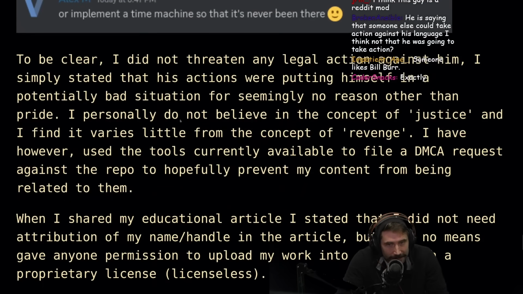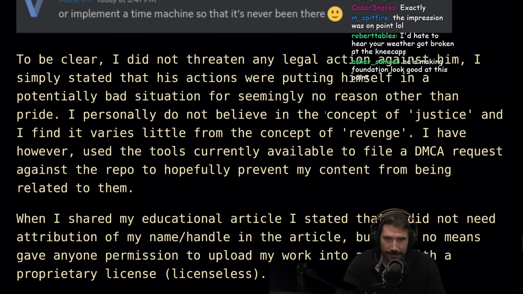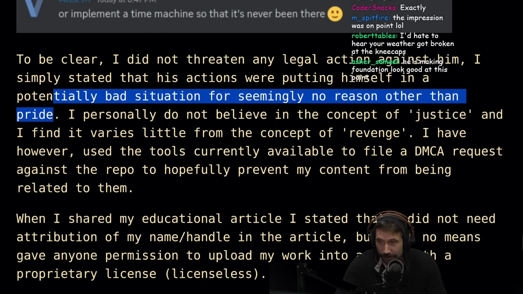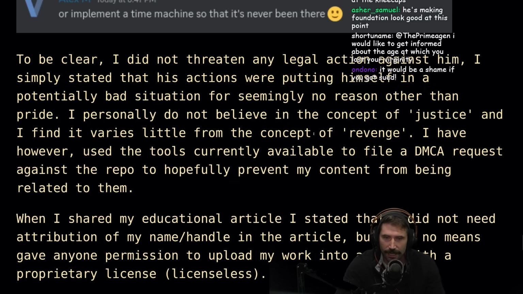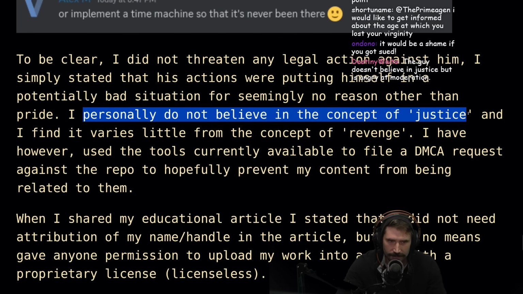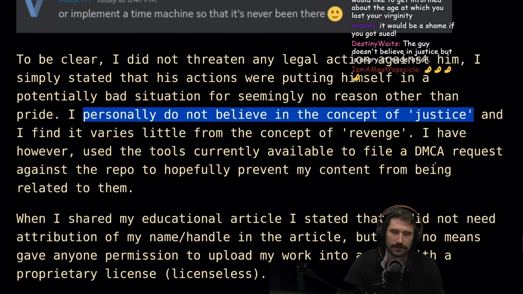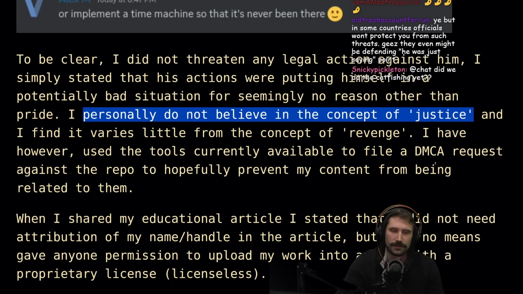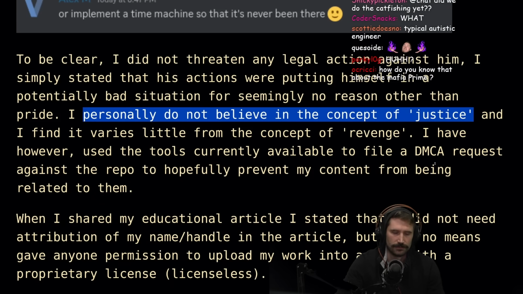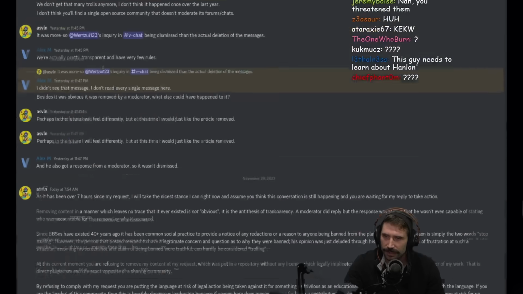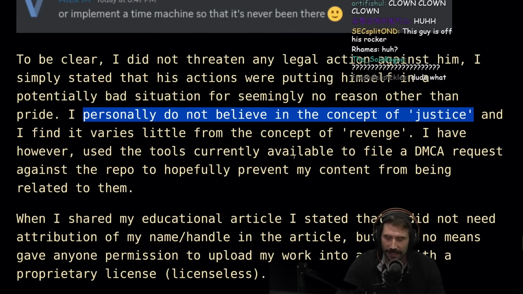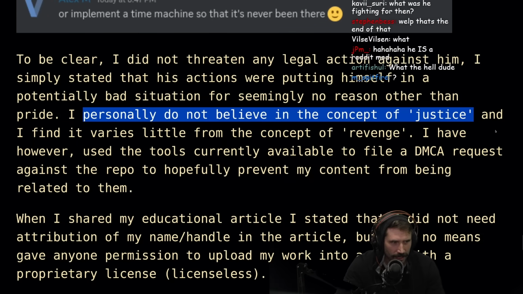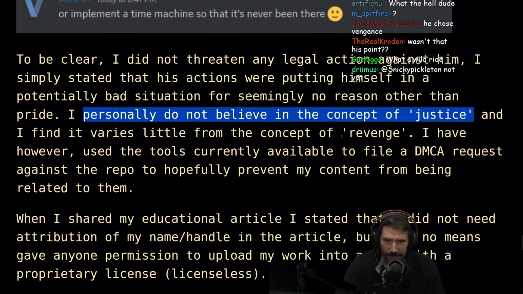Just saying. It's strange to say that. "I simply say that his actions were putting himself in a potentially bad situation for seemingly no reason other than pride." True. Syntactically true. To be fair, syntactically true. "I personally do not believe in the concept of justice." But in some sense, you are demanding justice. I'm confused. I'm riddled with confusion at this point.